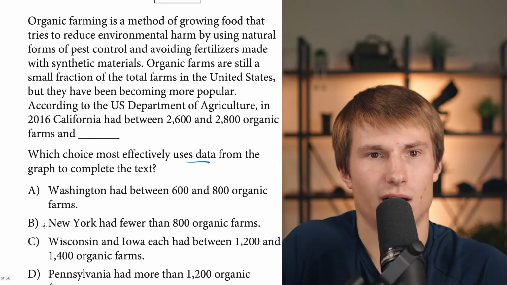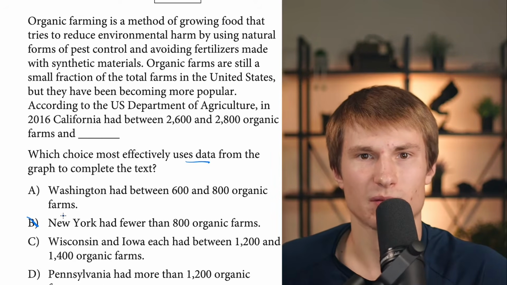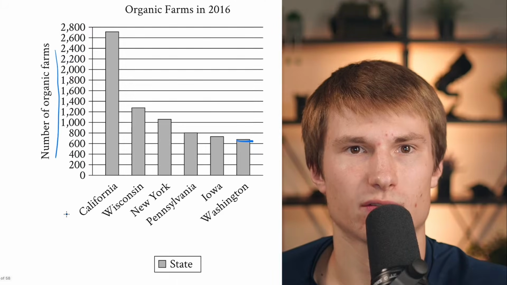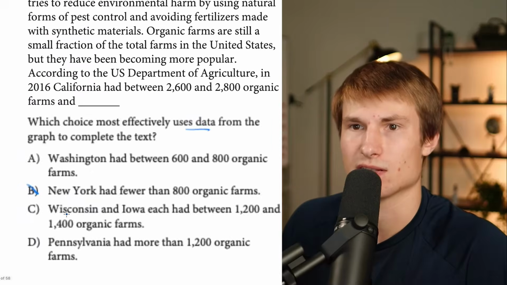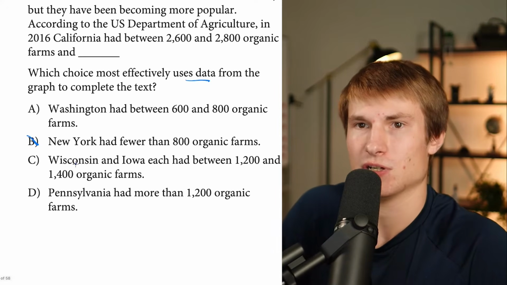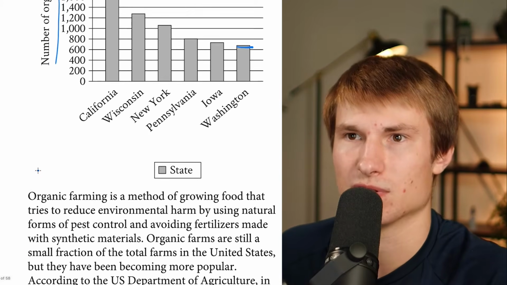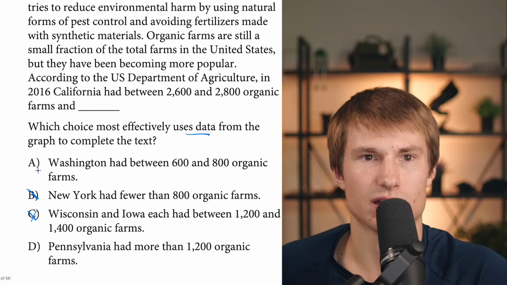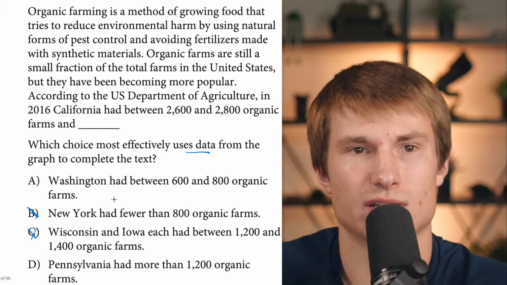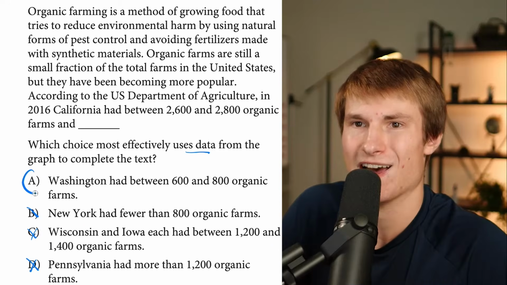We have C, Wisconsin and Iowa each had between 1,200 and 1,400 organic farms. Wisconsin and Iowa, we see Iowa has less than that. We can get rid of option C, and then we take a look at D. We have Pennsylvania had more than 1,200. If we go up, we see Pennsylvania has about 800. So the only answer choice here that is correct according to the data is answer choice A, so A will have to be our right answer there.